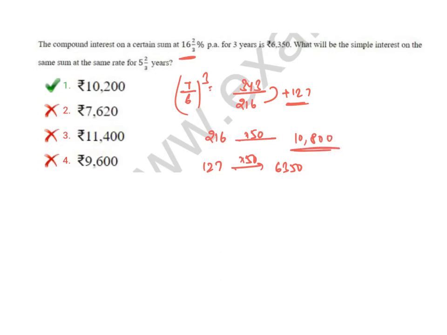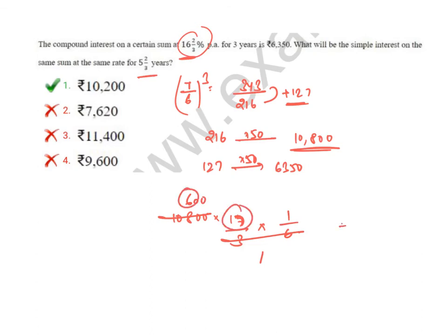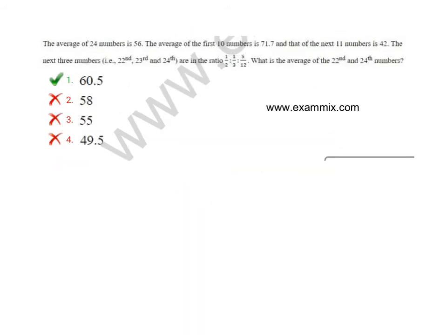So upon 10,800, he is asking you what will be the simple interest on the same sum for the same rate at 5 2/3 years. So 10,800, 5 2/3 means 17/3. Anyway the rate is 16 2/3 by 100, which is 1 by 6. So 18 ones are 18, 17 sixes are 102. Therefore 102, 2 zeros as it is. So your interest on the same sum is 10,200 rupees.